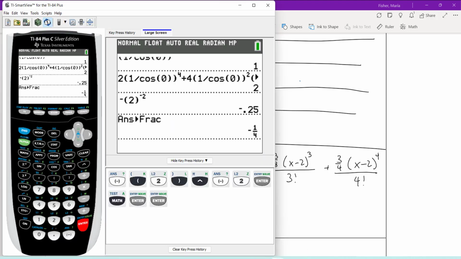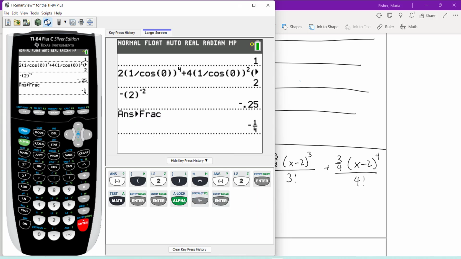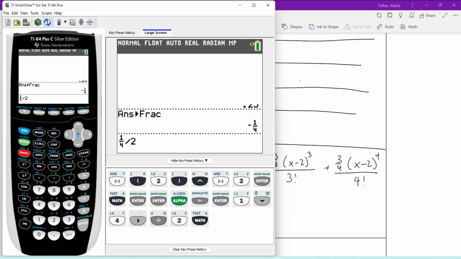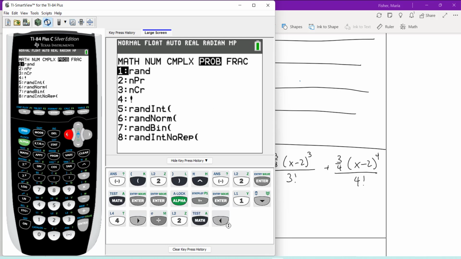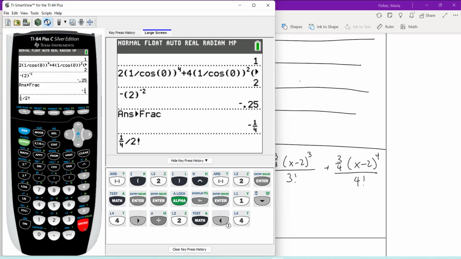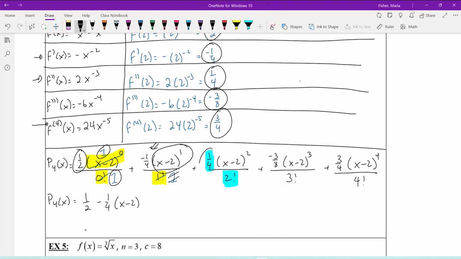If we grab a calculator, I'm going to do alpha y equals for a numerator and denominator, and say 1 over 4. If I divide that by 2 factorial, remember for your factorials, you'd hit the number and then math, scroll backwards twice to probability, and then you hit the number 4 for factorial, and that's going to be 1/8. Plus 1/8, and then x minus 2 squared. And then figure out for these numbers.